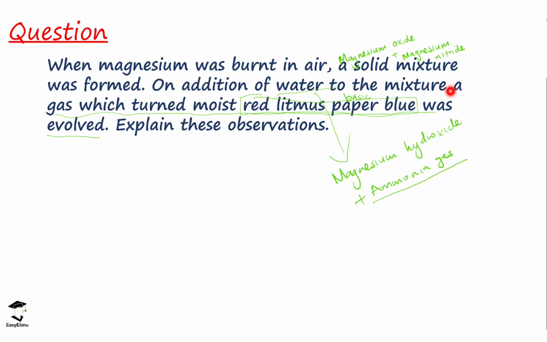So how do you answer this question? Explain this observation. You are going to say magnesium burns in air to form magnesium oxide and magnesium nitride, which dissolve in water to form magnesium hydroxide and ammonia gas. Ammonia gas turns red litmus paper blue. And that will conclude your explanation.